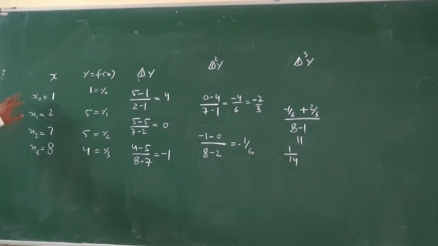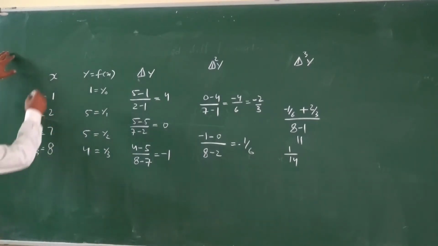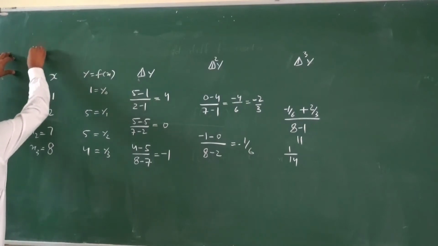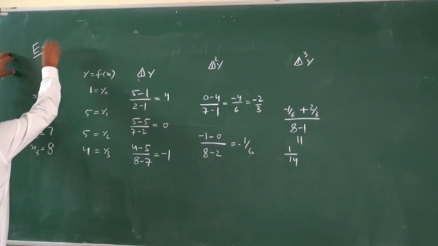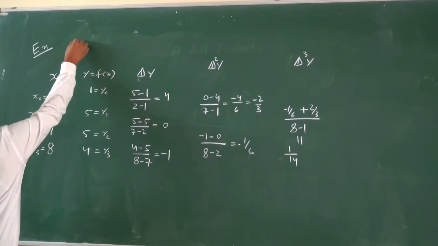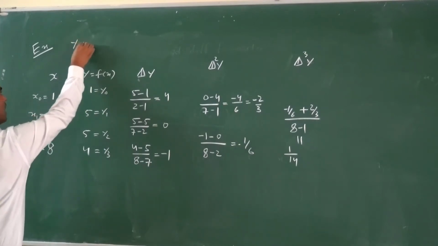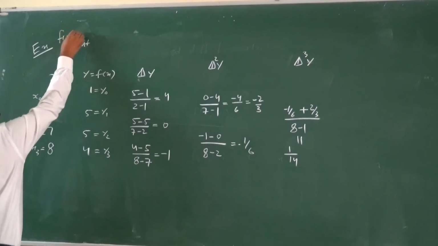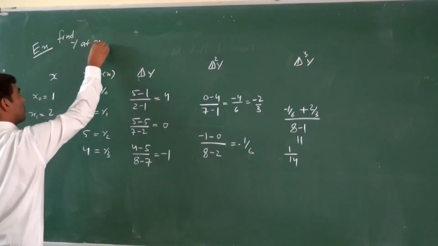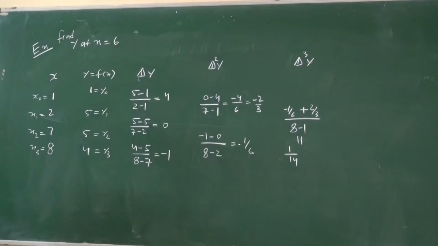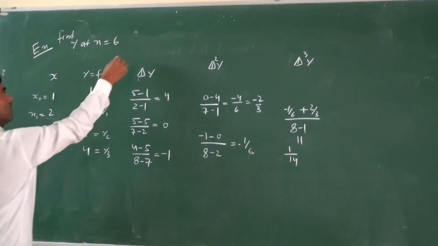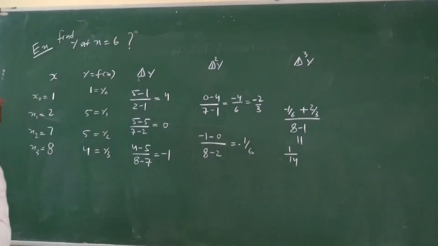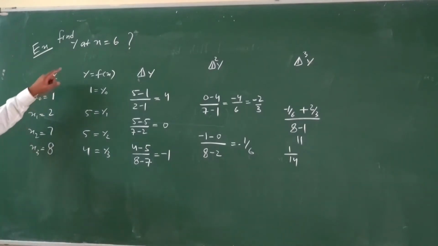Now the question is: for a given tabular value, find the value of y at x equal to 6. Suppose this is the problem: find the value of y at x equal to 6.